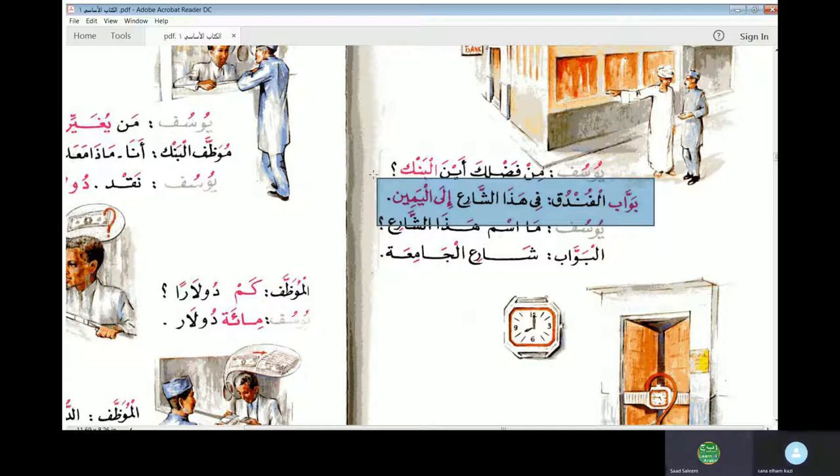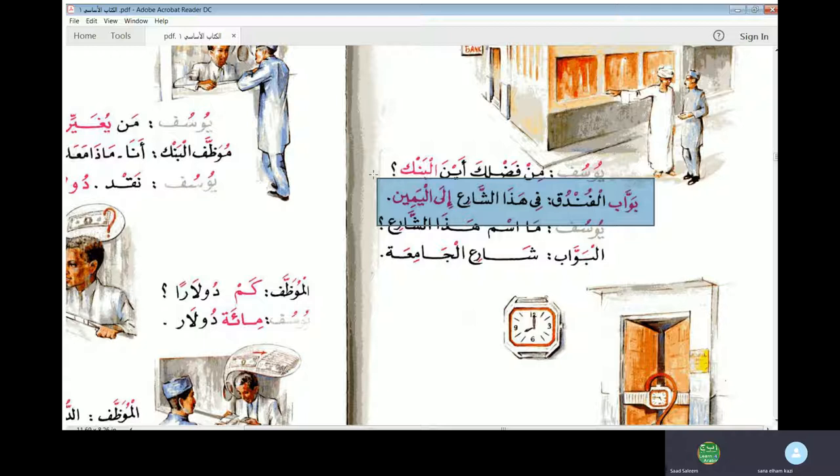अच्छा, बवाब उल फंदूक कहते हैं उस बंदे को जो होटल के दरवाजे पे खड़ा होता है. डोर मैन इसको कहते हैं, या जेनिटर भी कहते हैं इसको गाल में. डोर मैन. आवाज़ आ रही है नहीं आ रही? आ रही आ रही. ठीक ठीक.